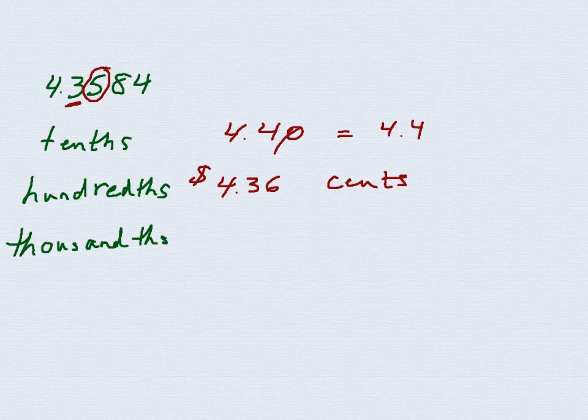Thousandths, that's the 8 position. In our example, there's nothing after the 8 that has the power to round that up because it's less than 5. So it's going to remain 4.358.